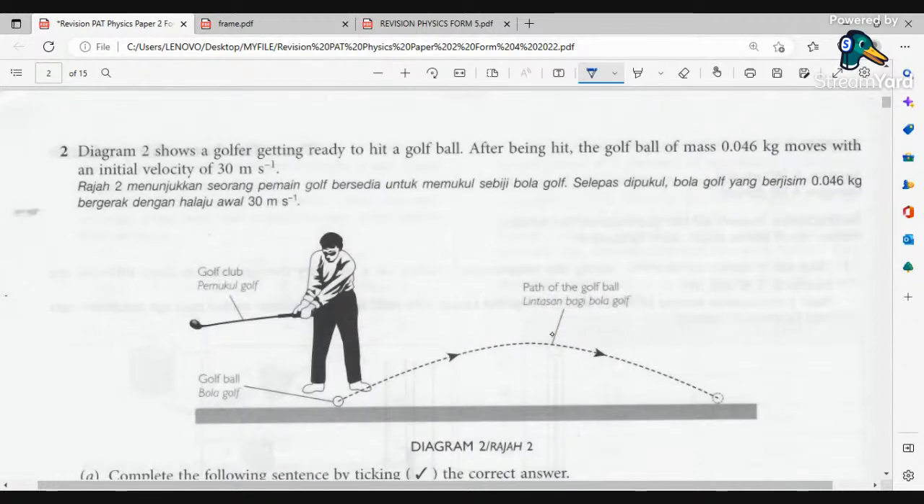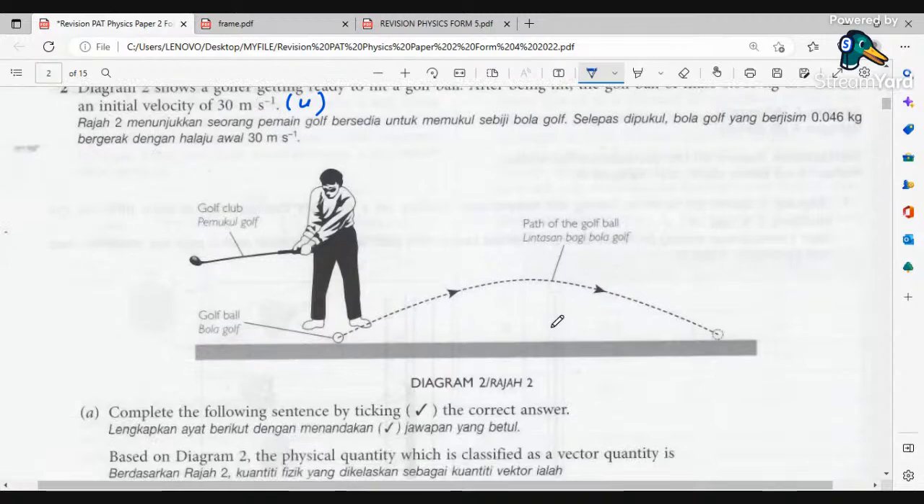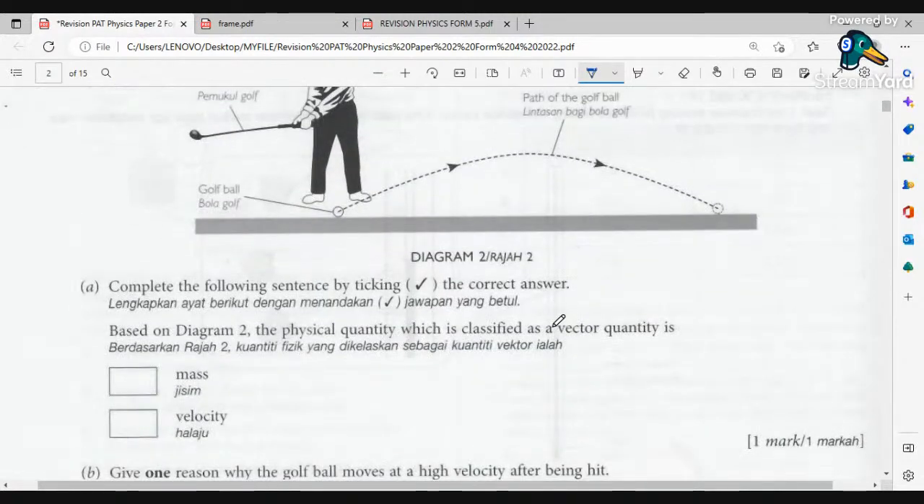Okay, there's the initial velocity U, and the mass is given. Complete the following sentence by ticking the correct answer. Based on Diagram 2, the physical quantity which is classified as a vector quantity is, of course, velocity. Mass is scalar.